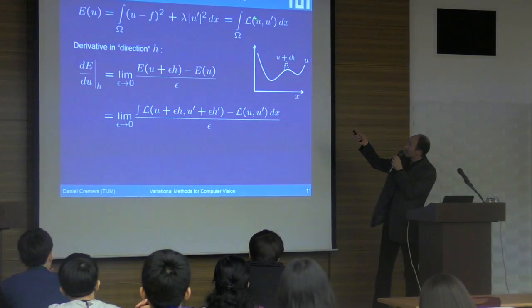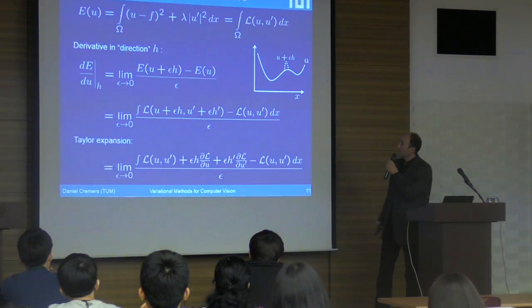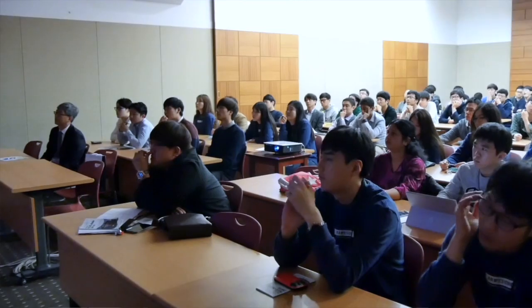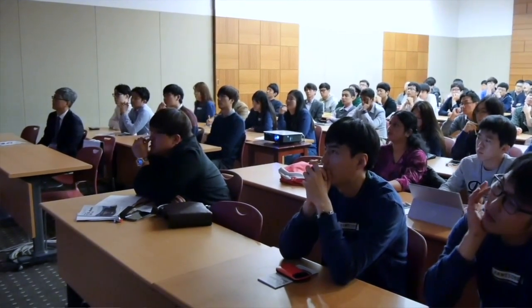So once we enter this definition in here, we get this form. And then, since epsilon tends to 0 here, we can do a Taylor expansion in epsilon h, and also in the second argument here. And so then we get L of u and u prime, plus epsilon h, the perturbation, times dL by du, and epsilon h prime times dL by du prime. And then minus L here. So the L's cancel. In addition, the epsilons here cancel.